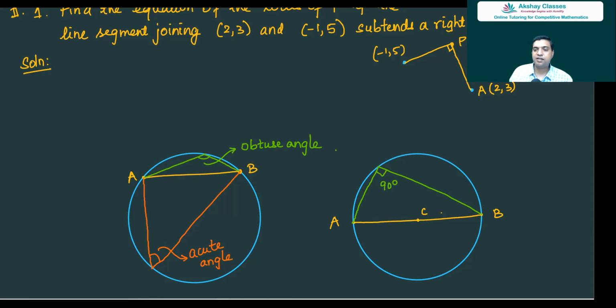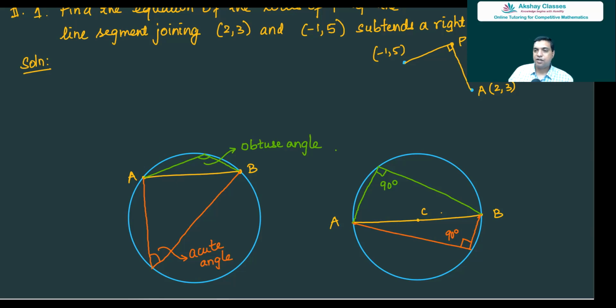So a diameter subtends a 90-degree angle on the circle, at any point on the circle, no matter which point it is. It subtends a 90-degree angle. So there's a geometric property.